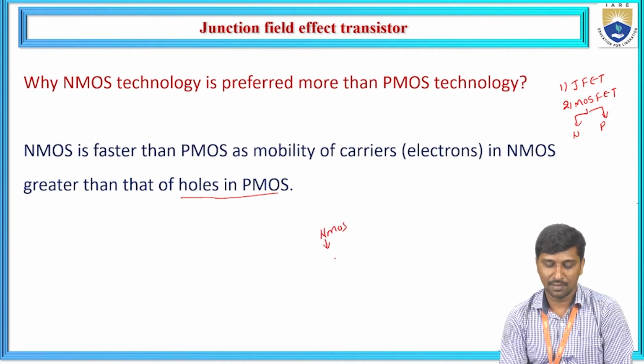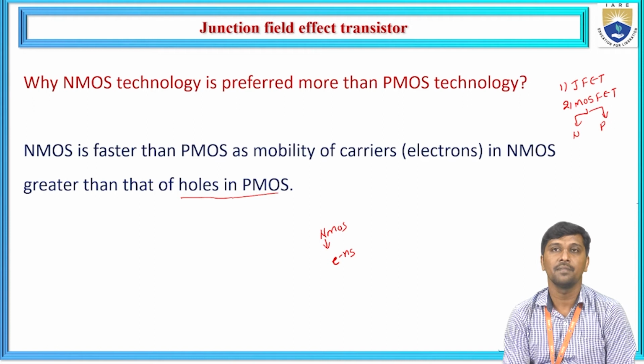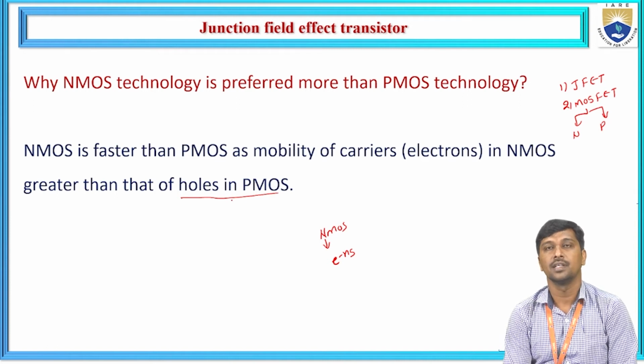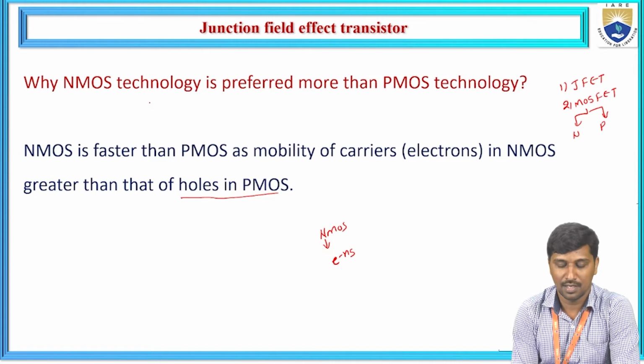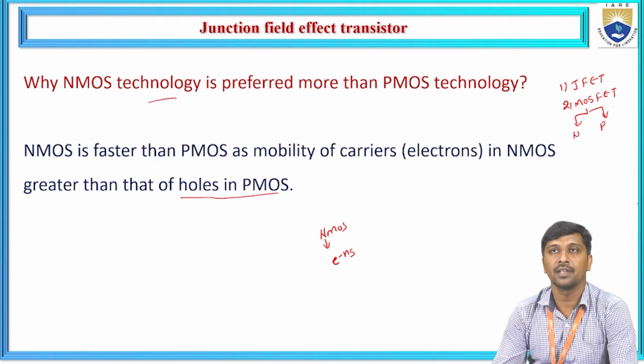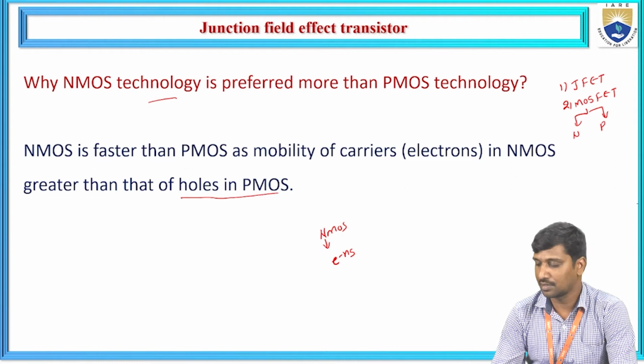Here, with N-type material, the majority charge carriers are electrons. So the mobility of the electrons is very high compared with the mobility of the holes that occurs in a PMOS. Hence, we prefer this NMOS technology compared with PMOS technology.